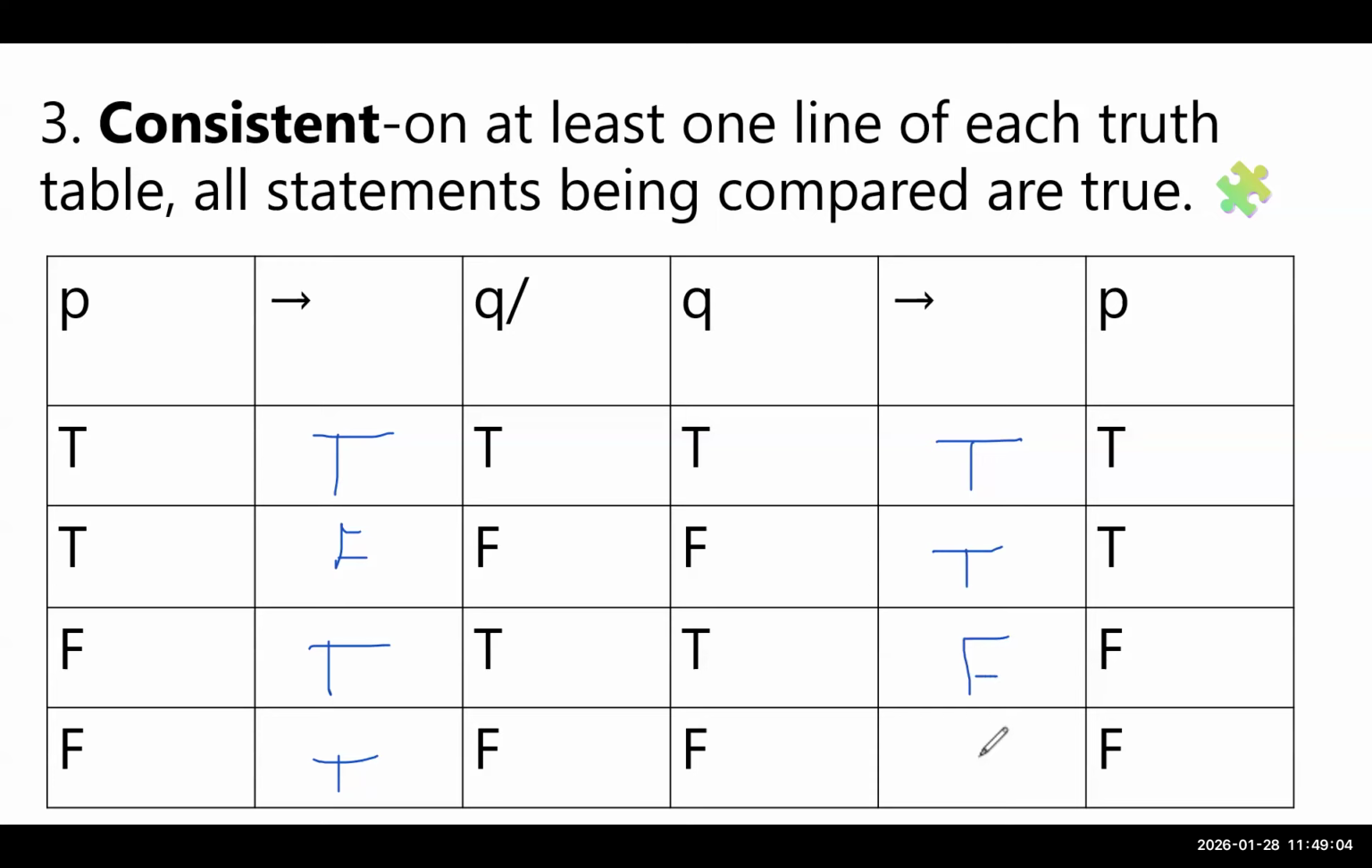false, true. Now, they are logically equivalent in line 1, but they are not on line 2. And because they're equivalent in line 1, they're not contradictory. Thus, we can check for consistency. Can they be true at the very same time? And we find that on line 1. As soon as we find it, we can stop looking because these are consistent.